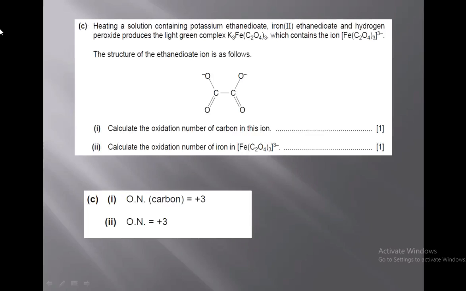number 3. He's saying that heating a solution containing potassium ethanedioate, iron(II) ethanedioate, and hydrogen peroxide produces the light green complex of potassium iron oxalate, which contains the ion [Fe(C2O4)3]3-. The structure of the ethanedioate ion is as follows. Calculate the oxidation number of carbon here.